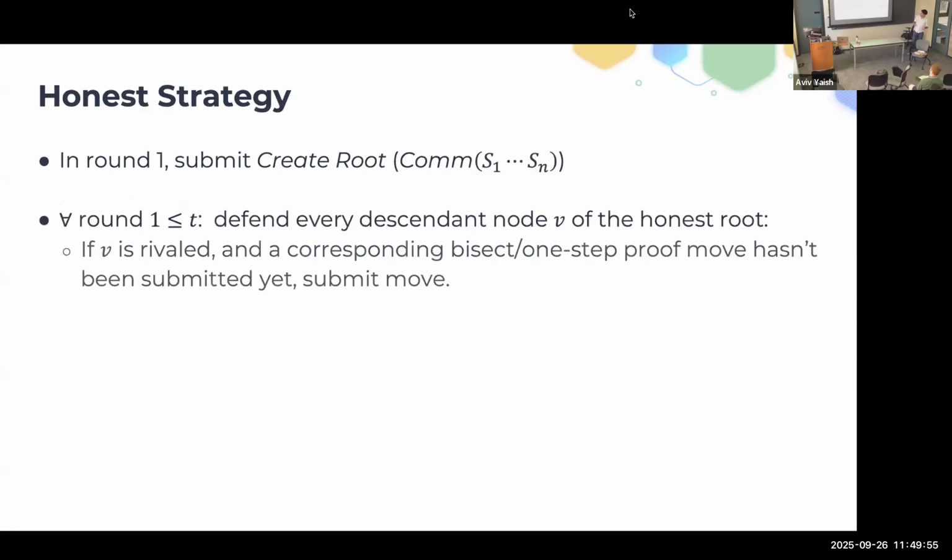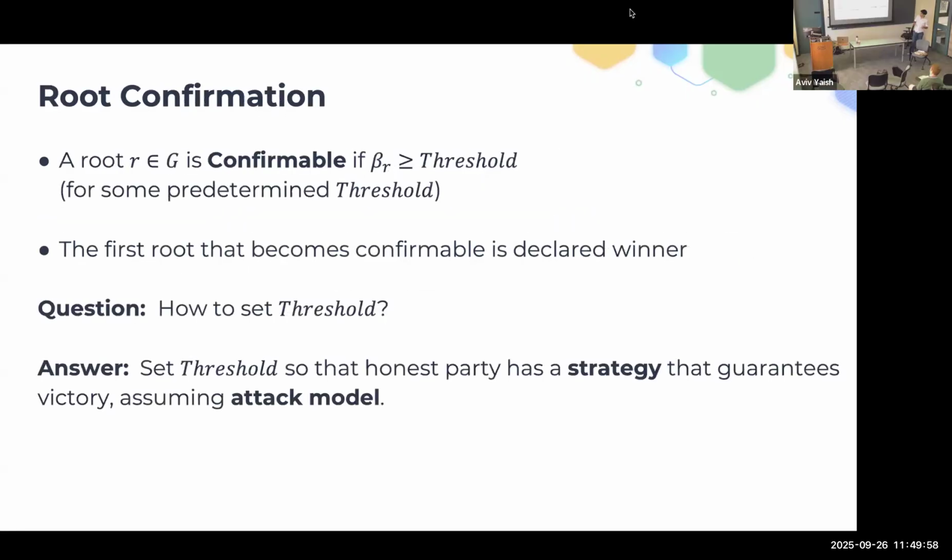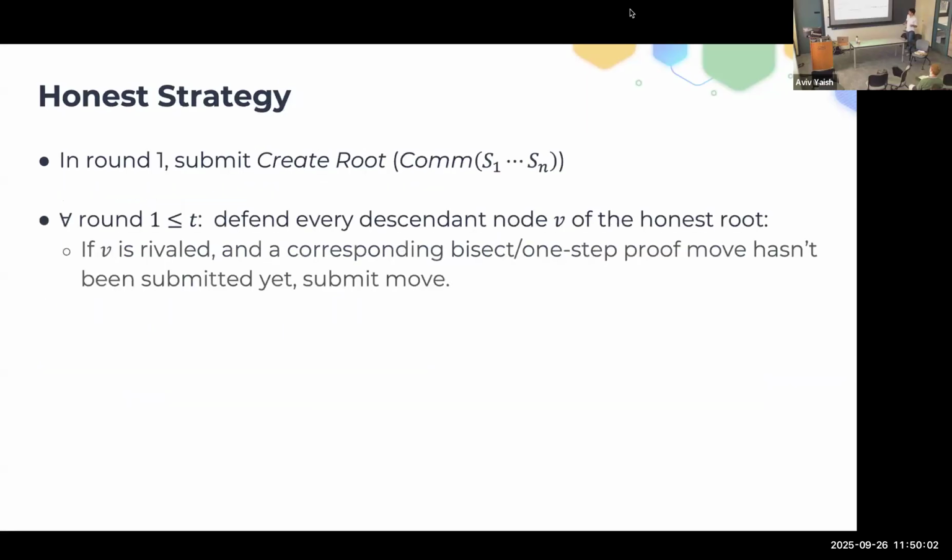Okay, so I want to say what the honest strategy is, and then I'll talk about the attack model. The honest strategy is really the most straightforward thing. The first thing you will think about if you think about this for some time is, at the beginning, just create the honest root. And then in every subsequent round, basically defend every node that is a descendant of the honest root in the tree.